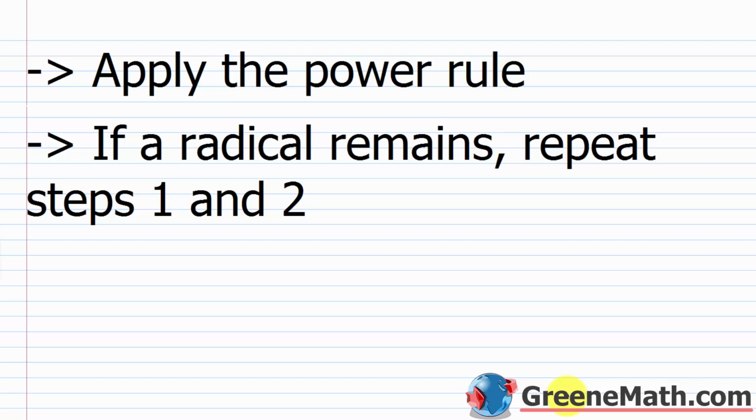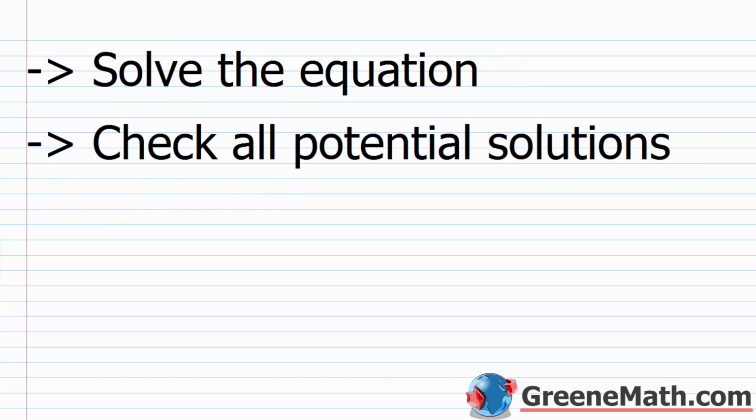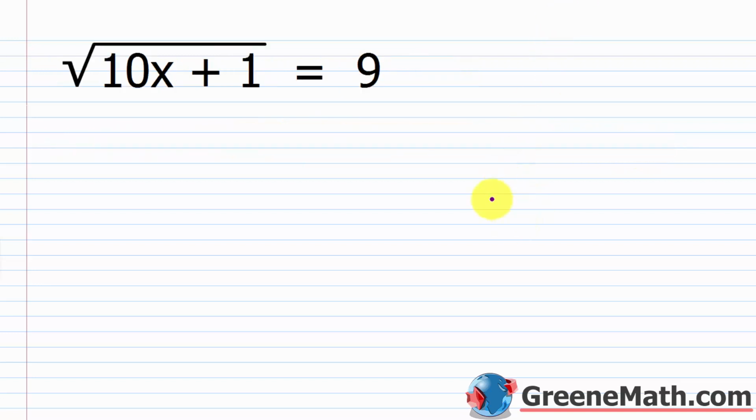So the next step is if a radical remains, you're going to repeat steps 1 and 2. So you're going to have to isolate again, and then again, if it's a square root, square both sides. If it's a cube root, cube both sides, so on and so forth. So once we've dealt with all the radicals, we're going to solve the equation. Then we're going to check all potential solutions. This is very important because, again, we want to guard against extraneous solutions. All right, let's take a look at the first example.